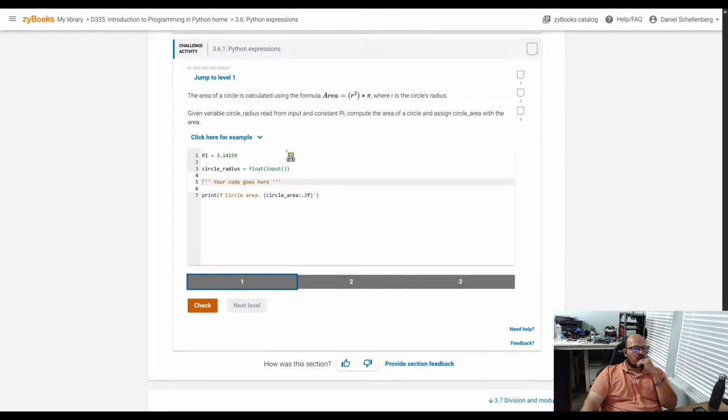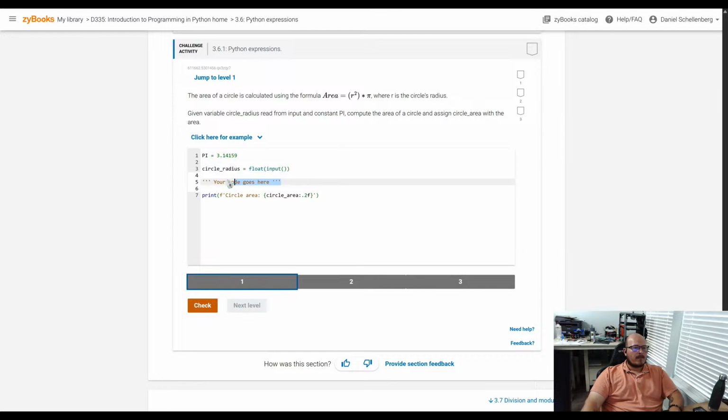Given the variable circle radius, read from input, and constant pi, compute the area of a circle and assign circle area.